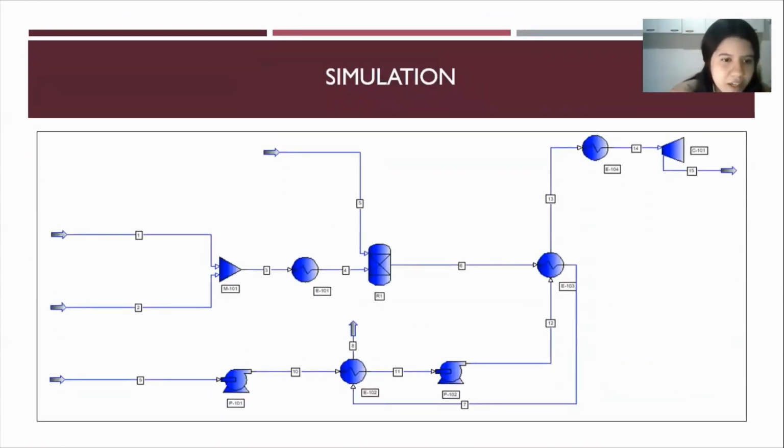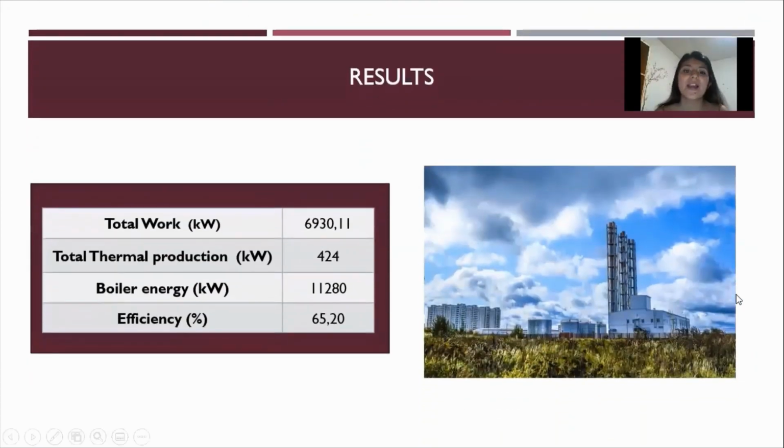And you can see this is the simulation that we made using the Software Pro tool. About the results, we had a total work of 6,930 kilowatts, and we had a 424 total thermal production, and about boiler energy, we had 11,280 kilowatts. And finally, we had a 65% efficiency.